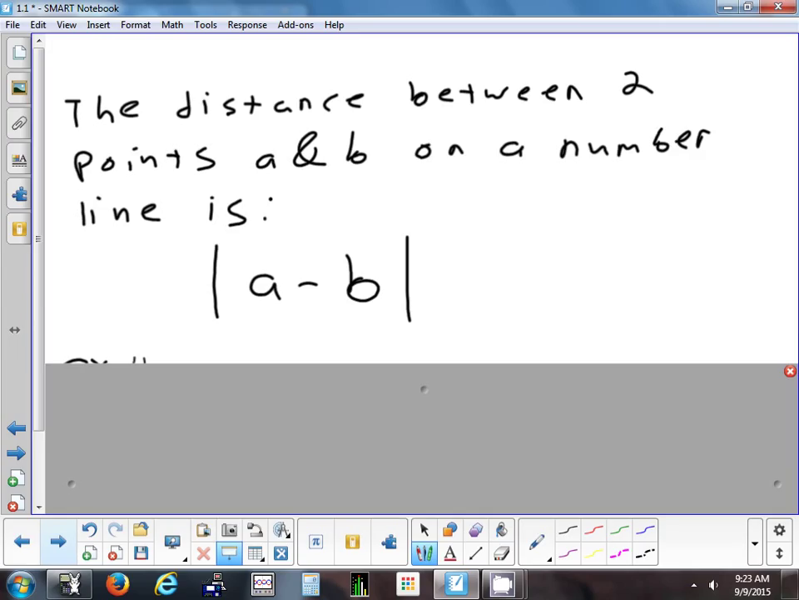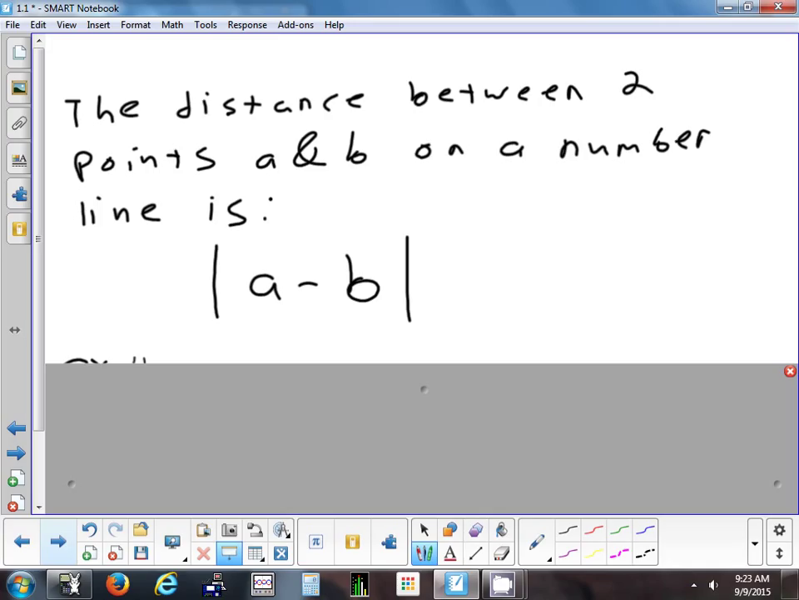Now, what if I switched it and did the absolute value of b minus a? Would that make a difference? Right, some people say yes, some people say no. Well, first of all, is subtraction commutative? Meaning, can you switch the order and get the same thing? Just subtraction by itself, no. Unless you have 0 minus 0, or 3 minus 3, something like that. But in general, if you have two numbers and you switch the order, you get something different.